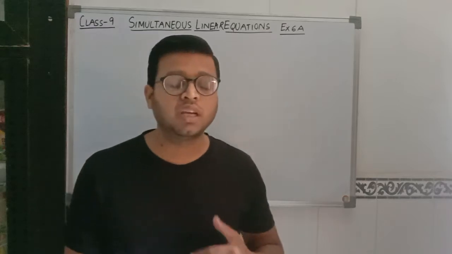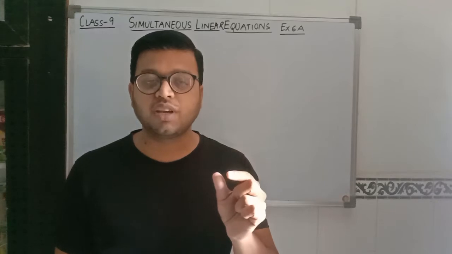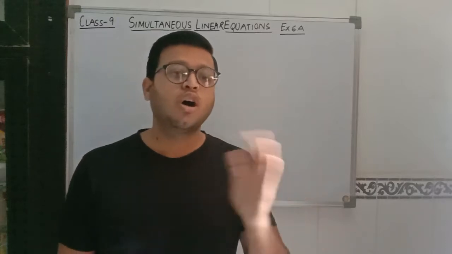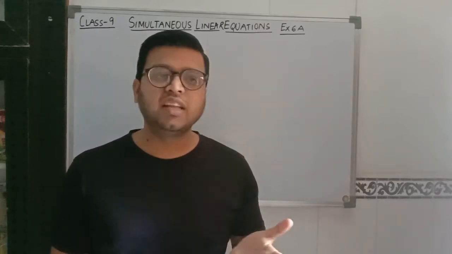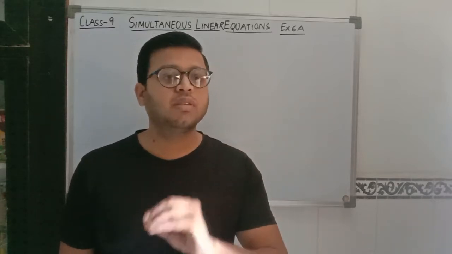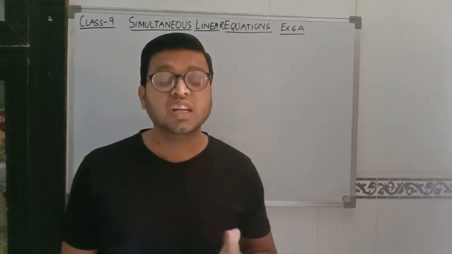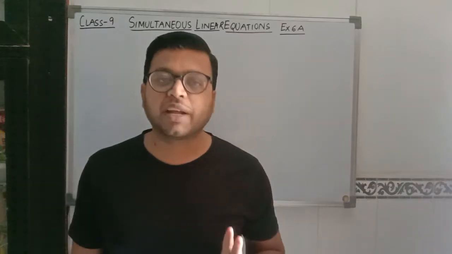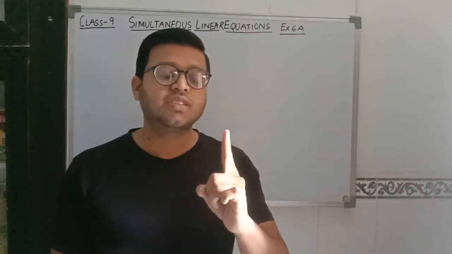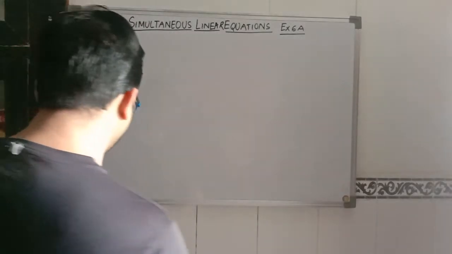Why are we using the word simultaneous? Because we have a pair of two equations, in which two variables will be present, like xy or pq or rs or ab, anything, but two variables must be present in a question, and we have to solve that pair of equations and find the value of those individual variables. For that purpose we have three methods. In today's video, in exercise 6a, we are going to discuss method number 1, which is called the substitution or displacement method.